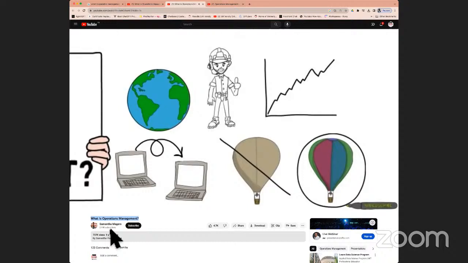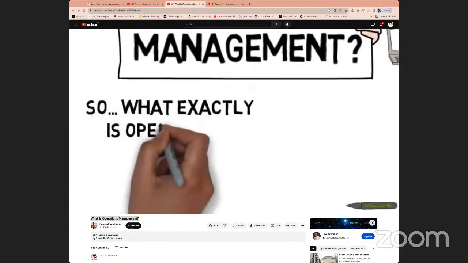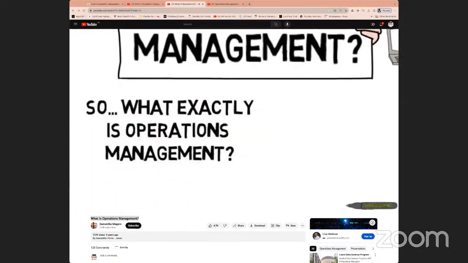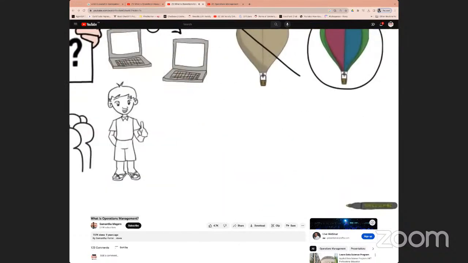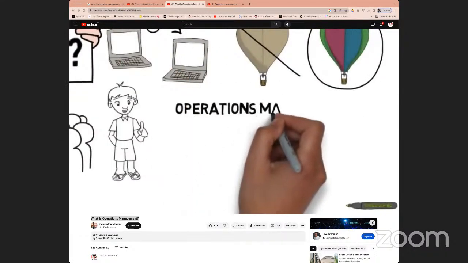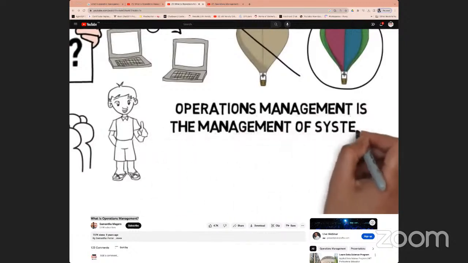Productivity and quality must be at a maximum in order for them to make the most money for a business. All of these elements need to work together to create a successful business. So, what exactly is operations management? Operations management is the management of systems or processes that create goods or provide services.